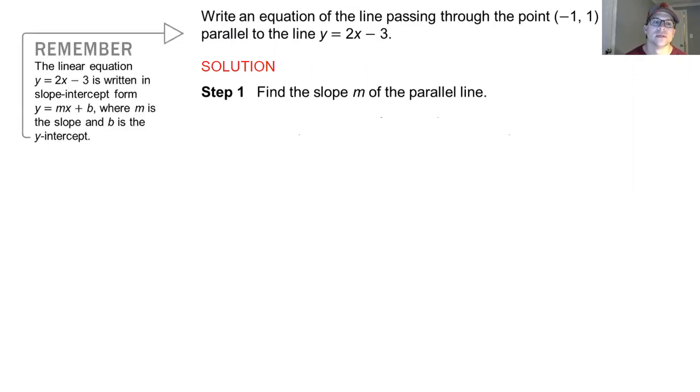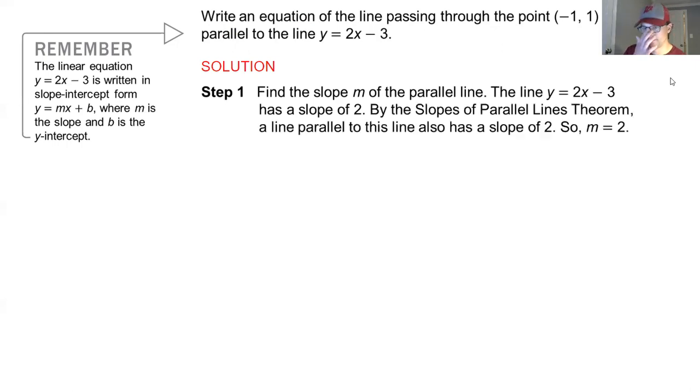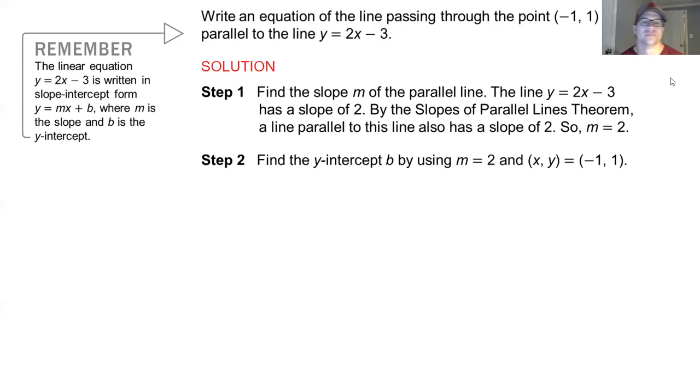Remember, parallel lines have the exact same slope. So when we're looking at this y equals 2x minus 3, our new slope is going to be the same as our old slope. And this is written in y equals mx plus b form, where the m is the slope and the b is the y-intercept. So our m, which is just 2, is going to be the exact same slope of our new line.